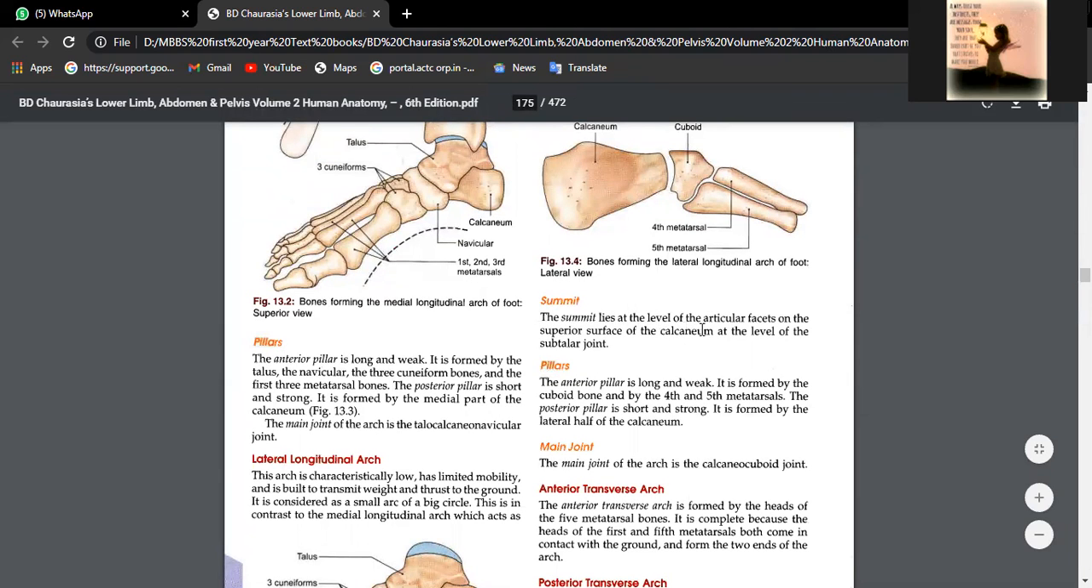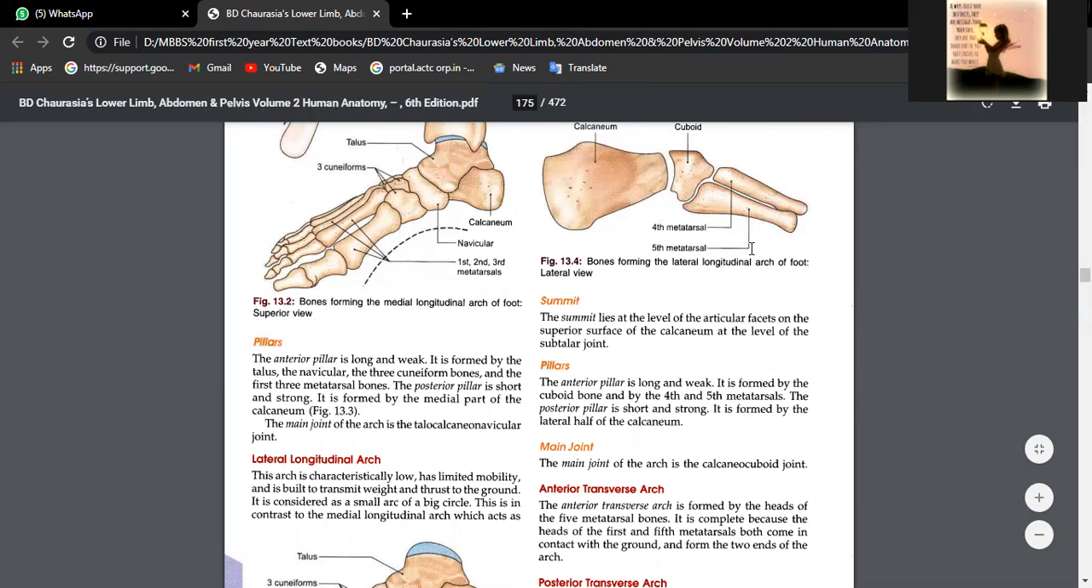So it's at the level of the articular facets of the superior surface of the calcaneum. This means this is the summit, at the level of the subtalar joint. This is the subtalar joint where I am showing you the arrow. Between the talus and calcaneum, below the talus, is the subtalar joint. The summit of the lateral longitudinal arch is this superior surface.